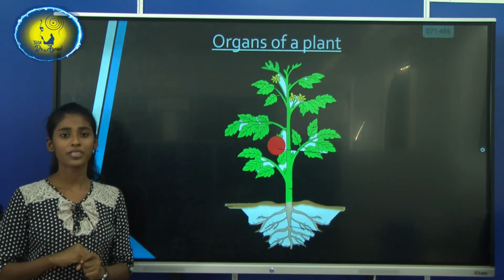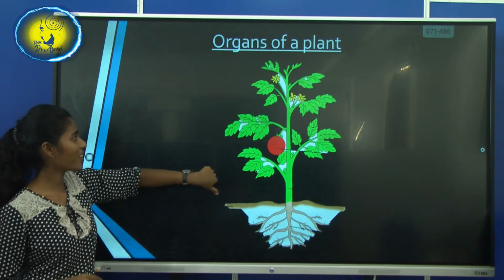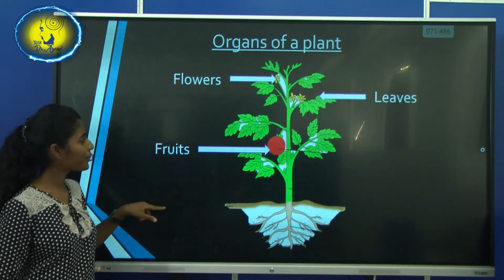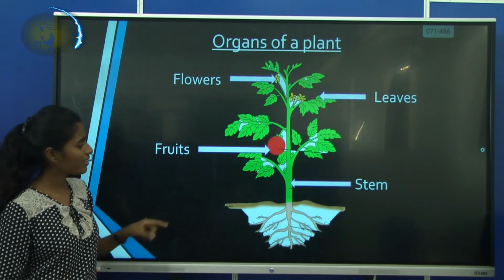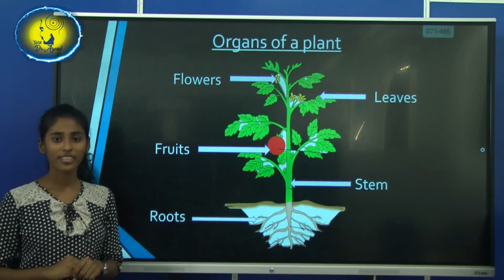As well as humans, plants also have organs. Let's see what the organs are. Flowers, fruits, leaves, stem and roots. Those are the organs of a plant.